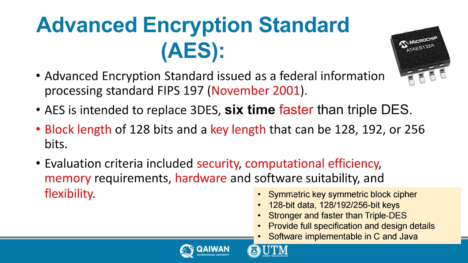Advanced Encryption Standard, AES, was issued in November 2001. AES was very fast compared to 3DES, 6 times faster than triple DES. It has a block length of 128 bits and key lengths that can be 128, 192, or 256 bits. You see the evaluation criteria included, in the evaluation between AES and DES: security, computational efficiency, memory requirements, hardware and software suitability, and flexibility.